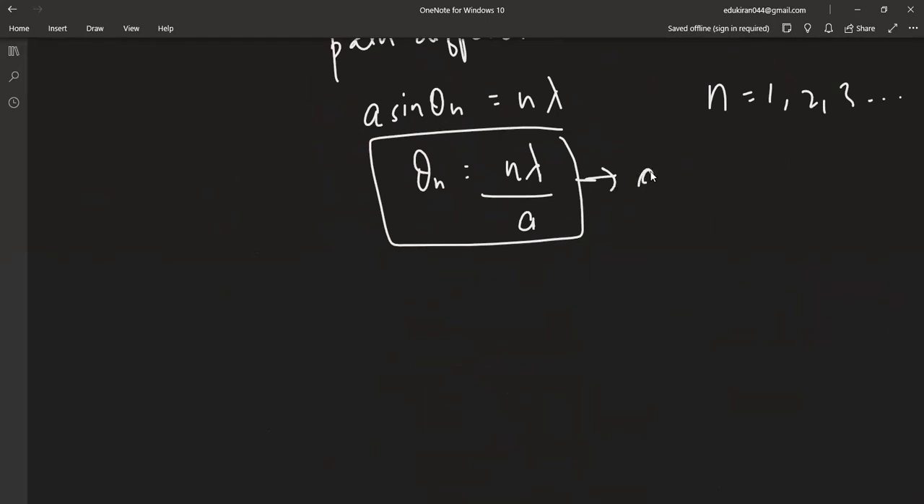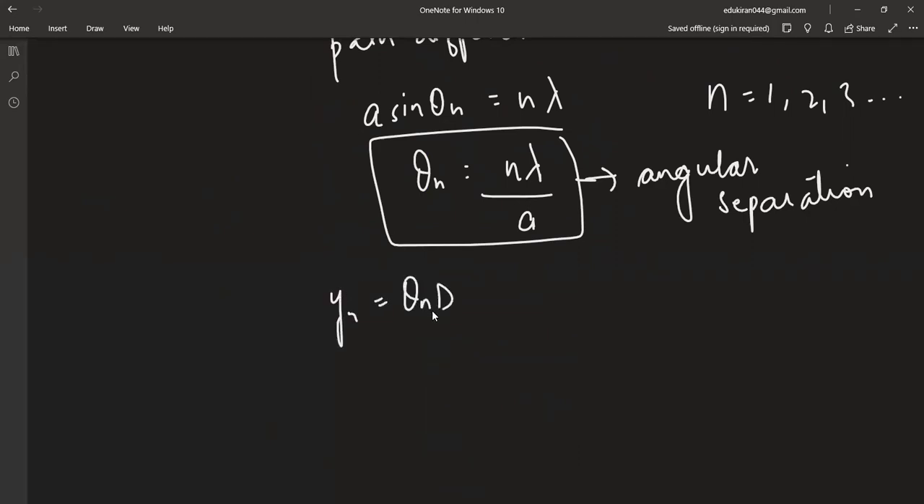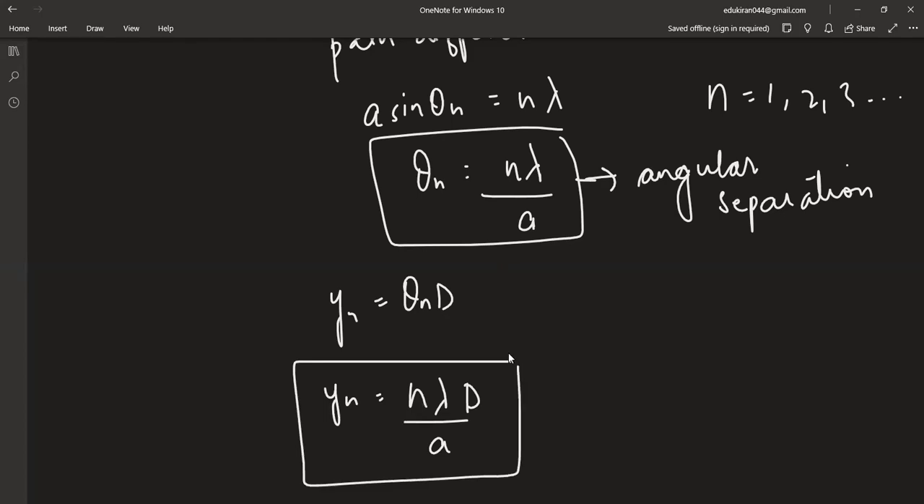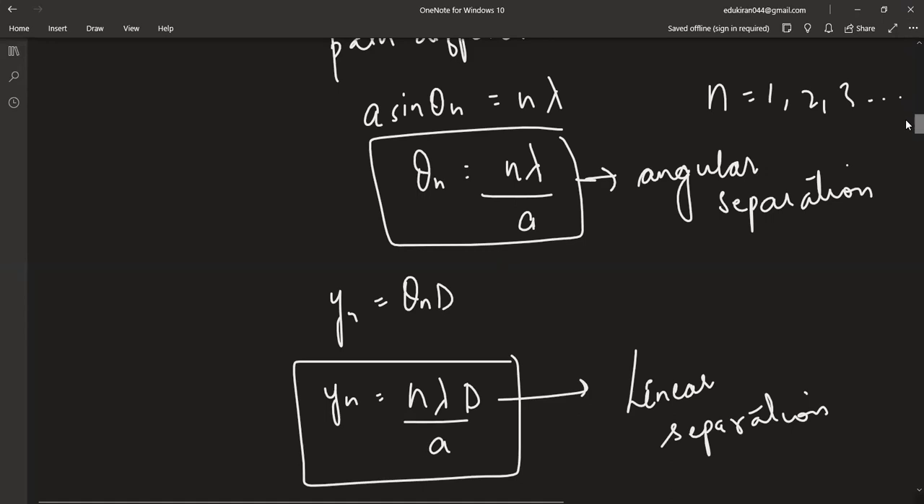So this is the angular separation. yn is equal to theta n into D. So yn, theta n is n lambda divided by small a, multiplied by D. This is the linear separation. All right. So these are the conditions for minima.